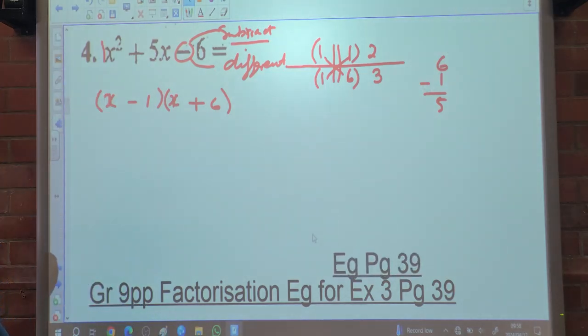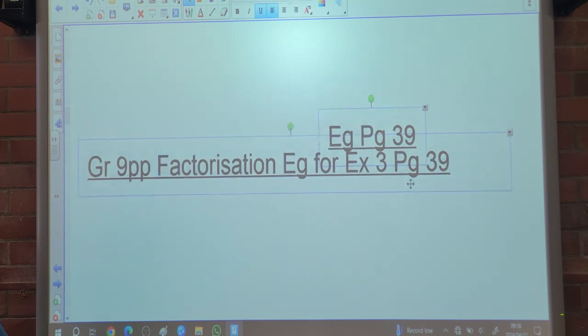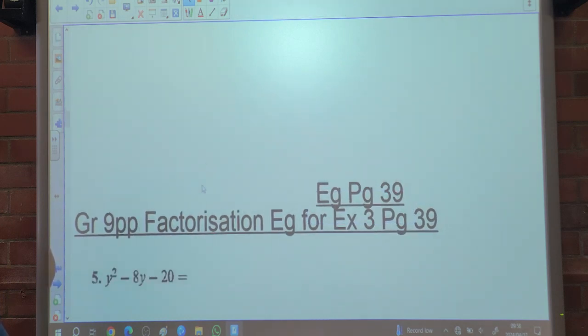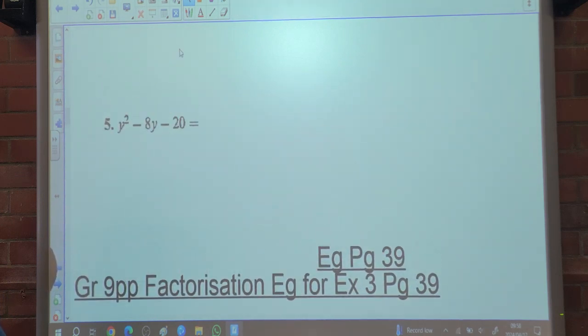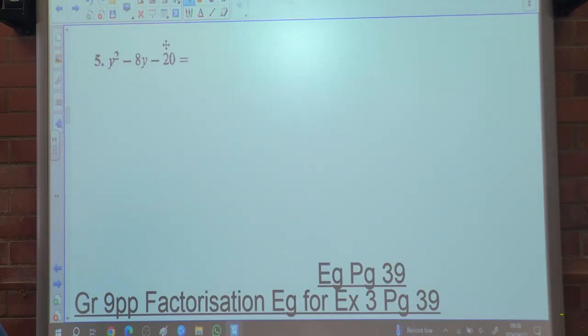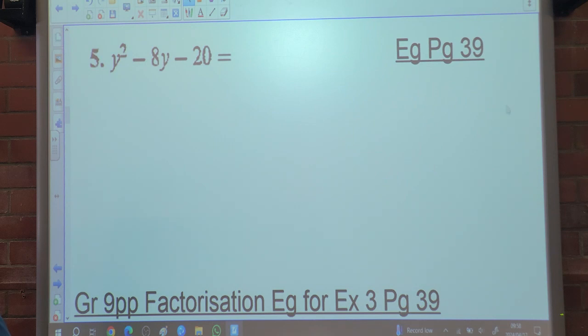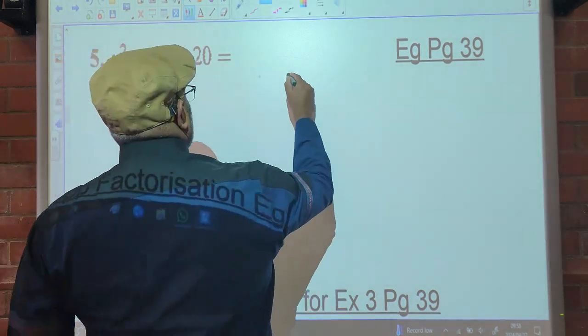Okay, let's do another one. Easy, no? Yes. Then again, all sums are easy. People, we got y squared minus 8y minus 20. Where do we start? Products. So let's write the products.